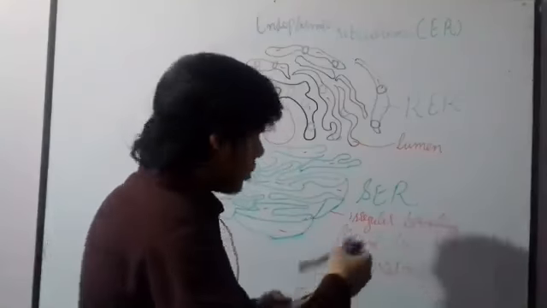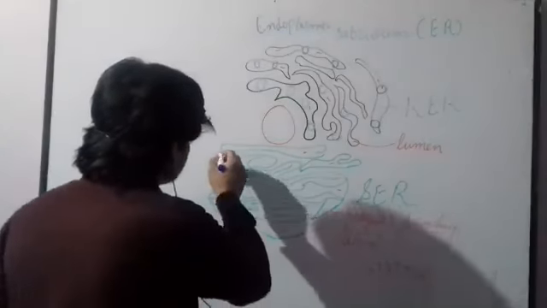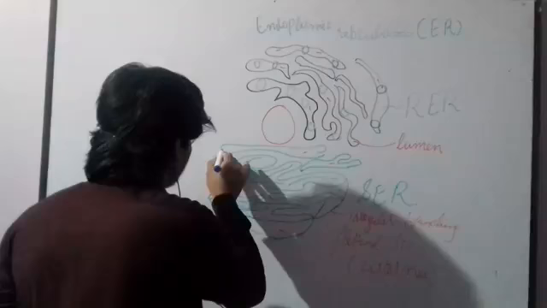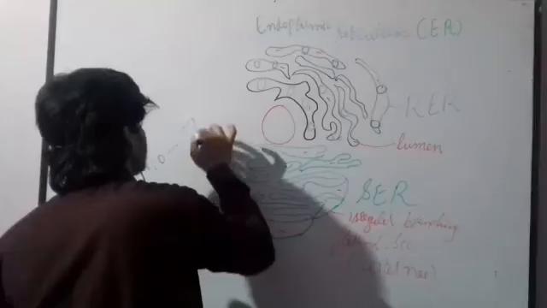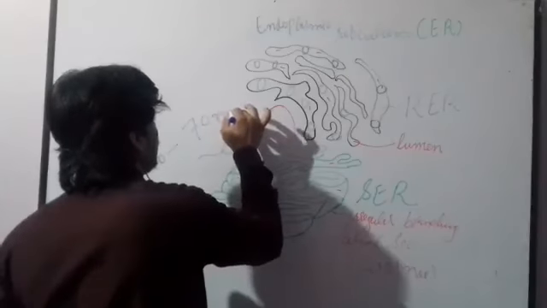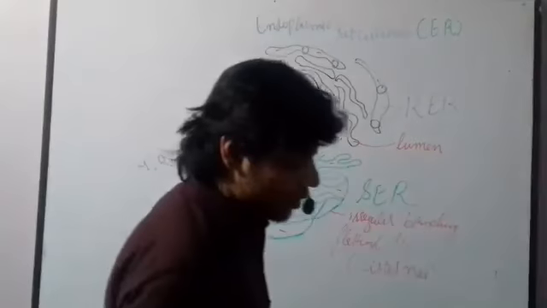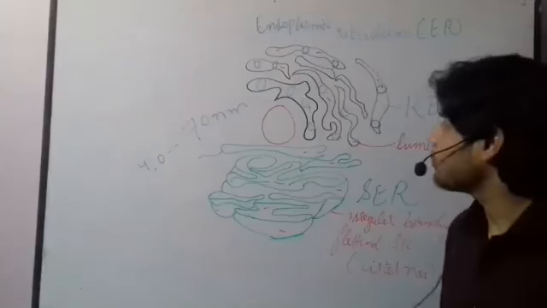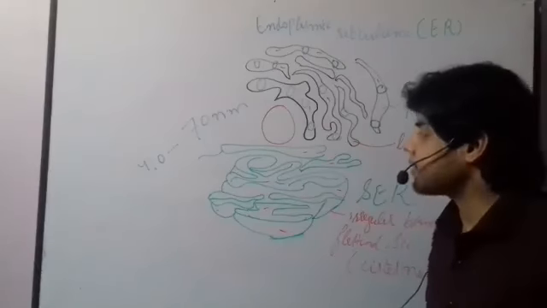Now each flattened, or irregular branching network, or each flattened sac, or cisterna, has a diameter. The diameter of each flattened or sac-like structure, or cisterna, will be 40 to 70 nanometers. So that's all about the endoplasmic reticulum.